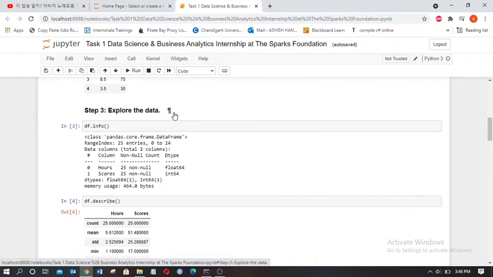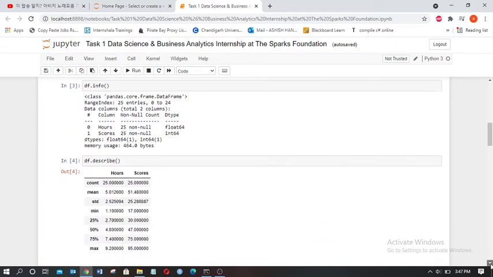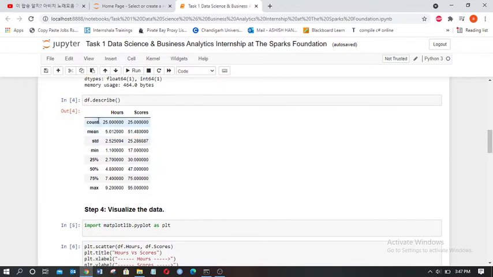Moving forward, we will look at the exploration of the data. For this section we have used the data info part, and we have stored this in df. You can see that we have 25 entries, ranging from 0 to 24, and we have two columns, that is hours and scores. Then I am using df to describe my data, so here the described form of my data has been displayed, you can see that.